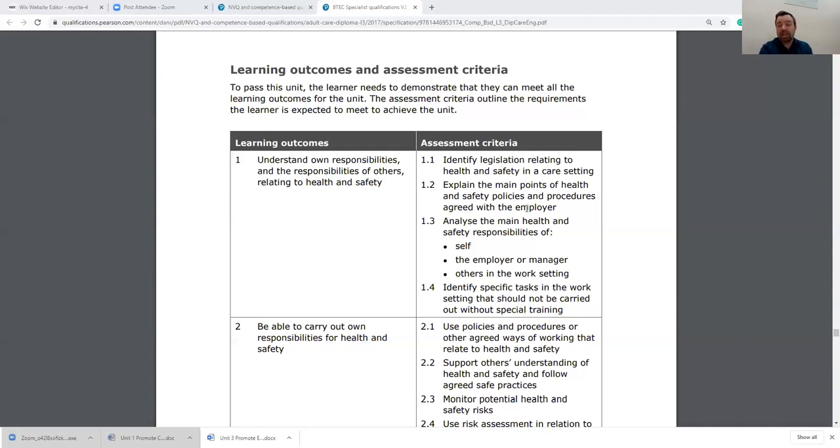We know that we should be trained in Control of Substances Hazardous to Health, COSHH. It covers items around cleaning, because there are certain chemicals that shouldn't be mixed with others. So it's important that you read the list of special training before you undertake any of those tasks at work.